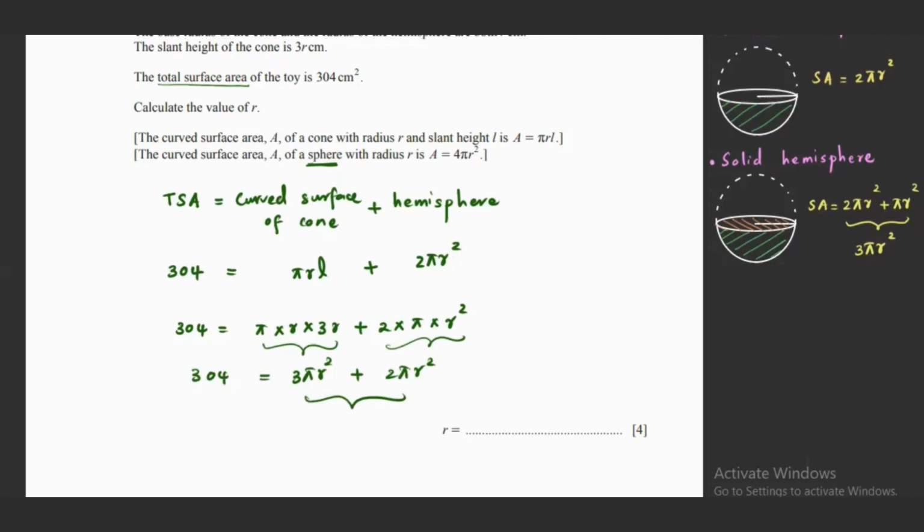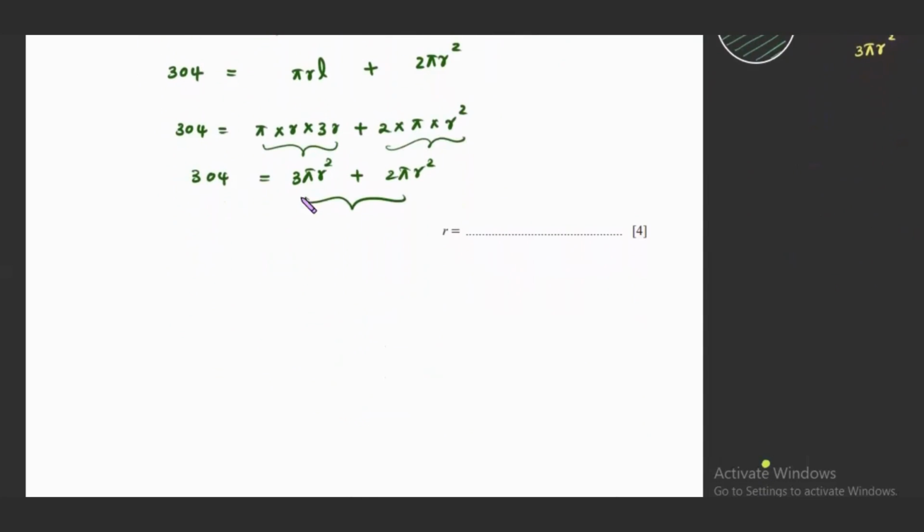These two are like terms, so I can add them further. That will make 5 pi r squared, which means this 304 is equal to 5 pi r squared. Now I need to make r the subject. To make r the subject, I need to divide both sides by 5 pi. So 304 divided by 5 pi, and on the right side I will be left with r squared, because 5 and 5 will cancel out. Pi and pi also will cancel out, leaving us with r squared.